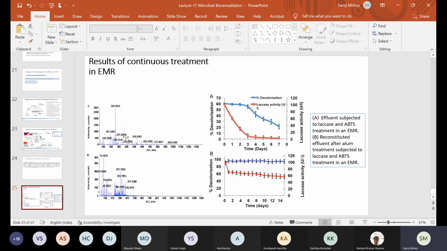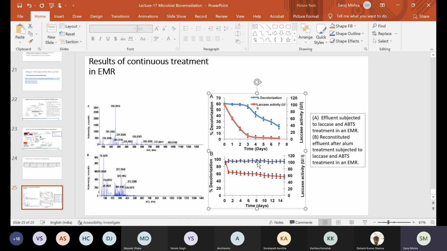But what needs to be seen here is that these are high molecular weight compounds which are present in the untreated effluent. But when enzymes act on them, you see a large number of low molecular weight compounds such as 79, 134, 81, 45 released. So there is a degradation of high molecular weight dyes into smaller ones, and the reactor is operated over a period of 14 days.